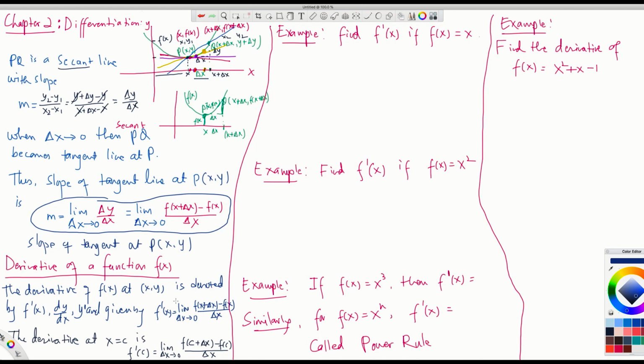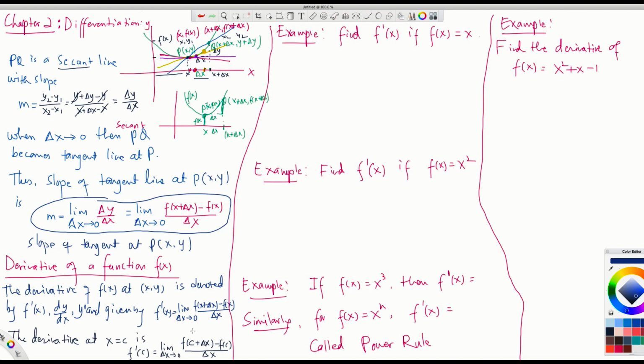So the slope of the tangent line at a point P and the derivative of a function at that point are the same thing. So f prime of x equals the limit of f of x plus delta x minus f of x, over delta x. If you want to find the derivative at a specific number like x equals c, we denote it by f prime of c. We read it as f prime of x, or dy over dx, or y prime. That little dash is called prime. So f prime of c equals the limit as delta x tends to 0 of f of c plus delta x minus f of c, over delta x. Basically, x is replaced by c.